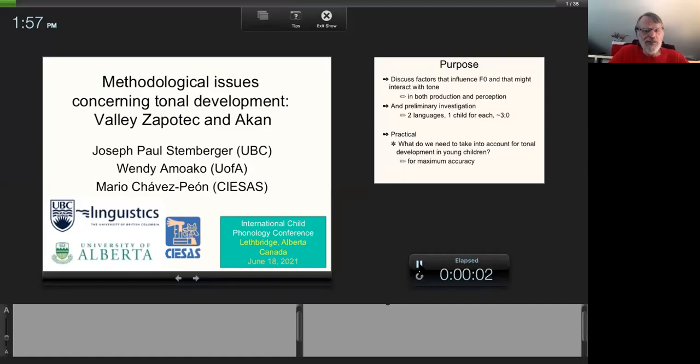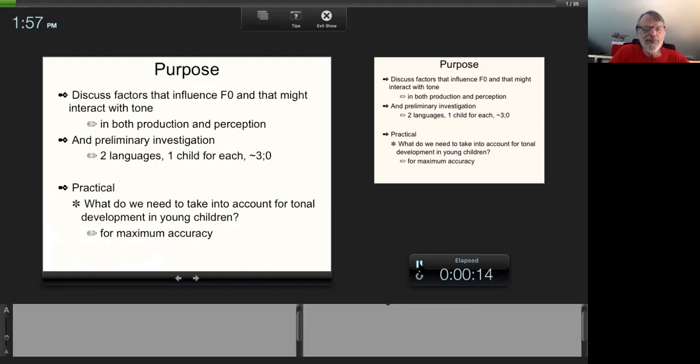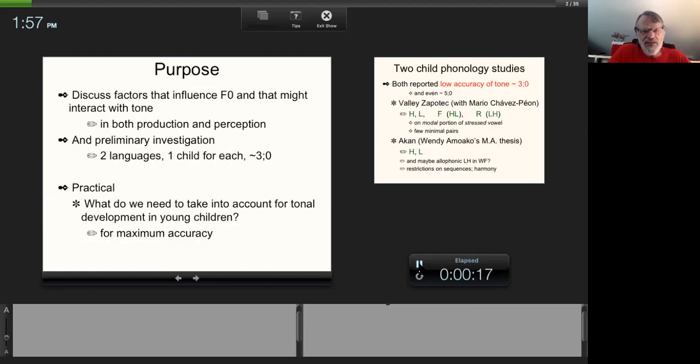In this talk, we're going to address some methodological issues concerning tonal development in young children. I'll be the sole presenter today. I'm Joe Stemberger from UBC. There are two co-authors on this, and I'll introduce them in a second. We'd like to discuss some factors that influence fundamental frequency and that we think might well interact with tone, and present some preliminary data from two children, each speaking a different language.